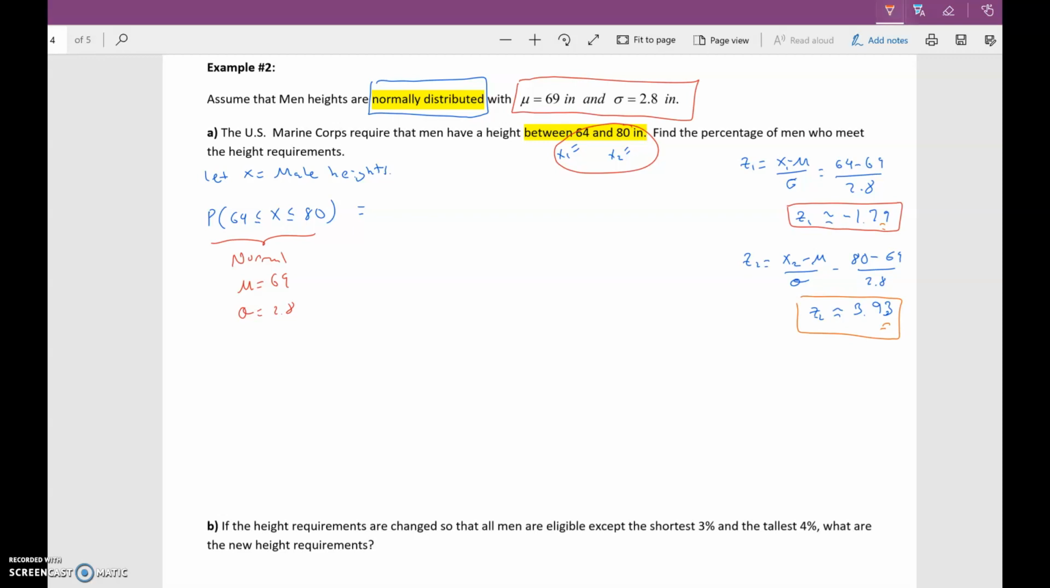Okay, so going back to the problem, this one actually now represents the probability that Z is less than or equal to 3.93 and greater than or equal to negative 1.79. This is the actual statement that we're solving. At this point, this is standard normal, with mu equal to 0 and sigma equal to 1.